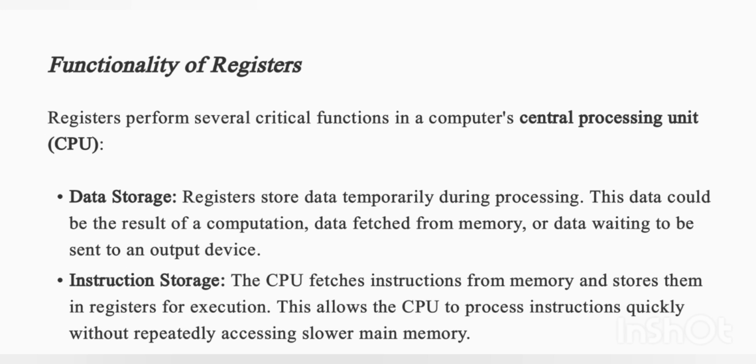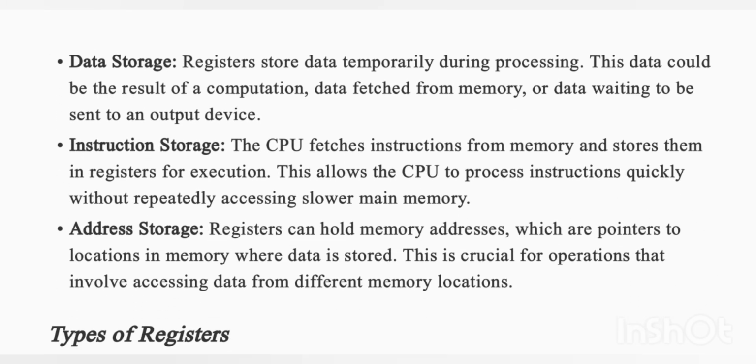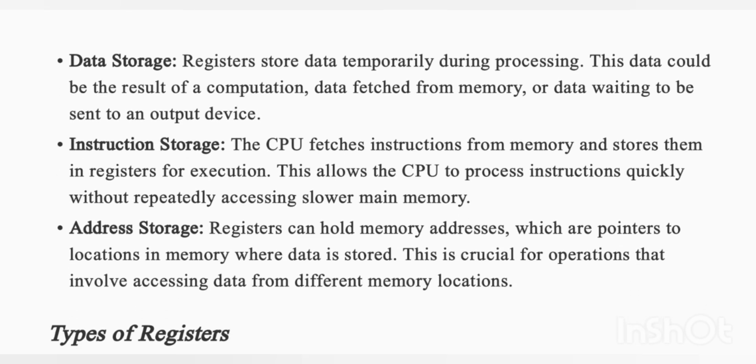Instruction storage. The CPU fetches instructions from memory and stores them in registers for execution. This allows the CPU to process instructions quickly without repeatedly accessing slower main memory. Address storage. Registers can hold memory addresses, which are pointers to locations in memory where data is stored. This is crucial for operations that involve accessing data from different memory locations.